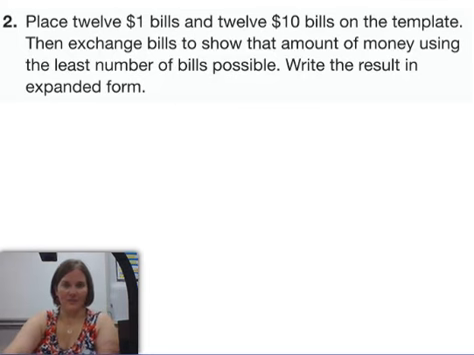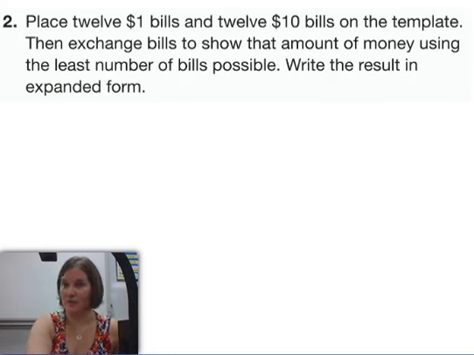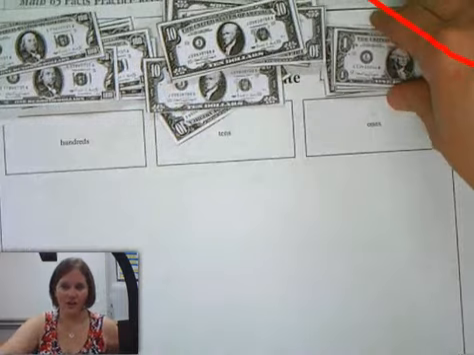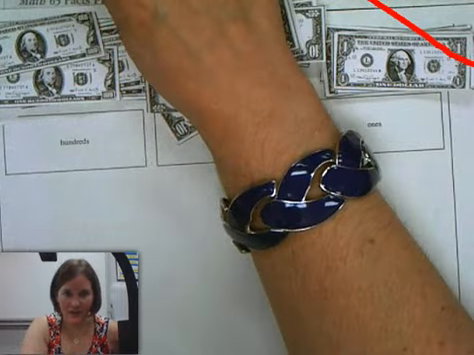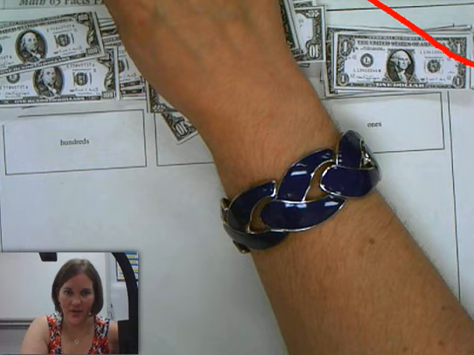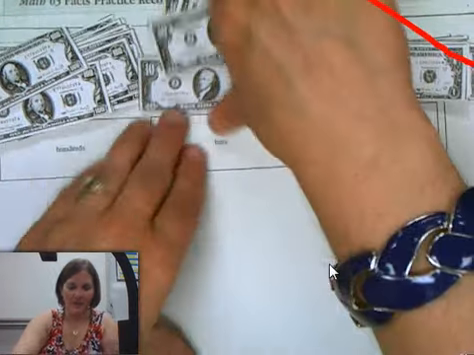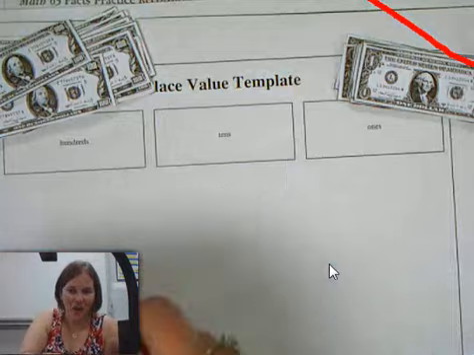And we're going to place 12 $1 bills and 12 $10 bills on our template. So again, I know you might be thinking of the shortcut already, but let's try this long way. I wonder if I can erase this line. That's kind of bothering me. Erase. No. Okay. We'll just go with it. So 10 tens and 10 ones is what you need. Or sorry, 12 tens and 12 ones.